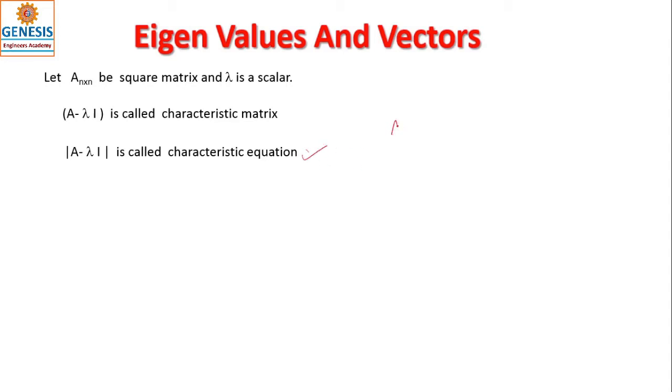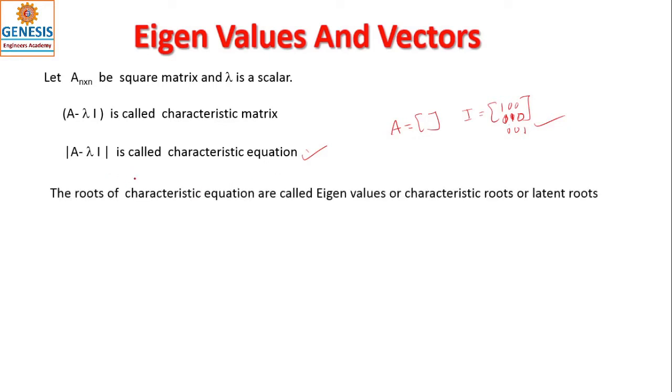You understand? So there is a matrix A and a matrix I, that is 1 0 0, 0 1 0, 0 0 1, like that. So in the I matrix, all the diagonal elements must be 1 and the other elements are 0.